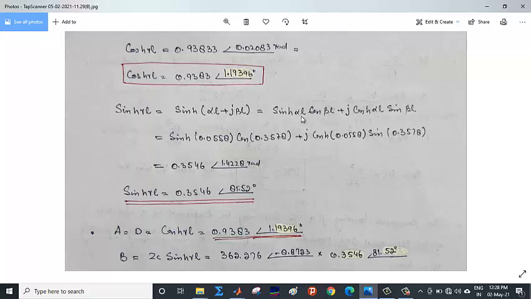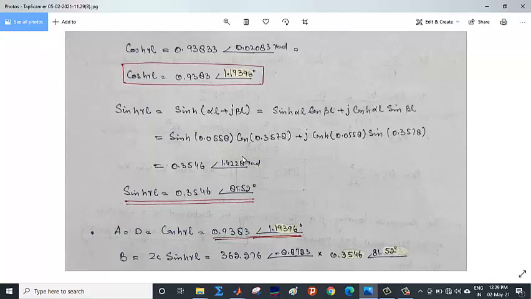It will be equal to sinh αL cos βL plus j cosh αL sin βL. So that is equal to sinh 0.0558 cos 0.3757 plus j cosh 0.0558 sin 0.3757. After calculating, you will get this value 0.3546 at an angle of 1.4228 radians. So sinh γL comes out to be 0.3546 at 81.52 degrees.